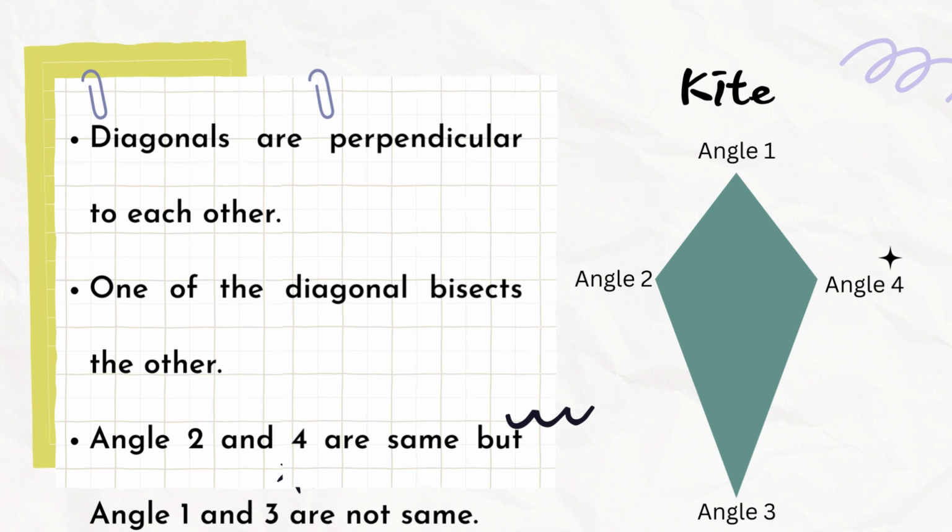In the same way, the third point is that angles 2 and 4 are the same, but angles 1 and 3 are not the same. To remember this, we can say that the stretched portion of a kite does not have the same angle, and the straight portion in this figure is angles 1 and 3. So they are not the same, but 2 and 4 are the same angles, and their diagonal is also divided into two equal parts, because the second point says one of the diagonals bisects the other.